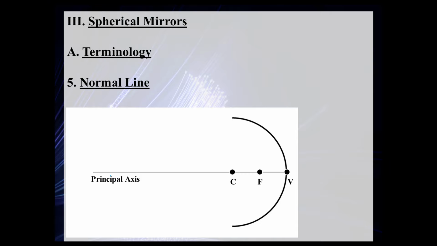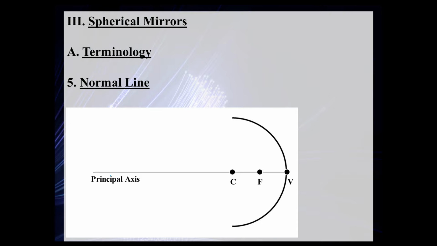Five, the normal line. It turns out that spherical mirrors also obey the law of reflection. What the law of reflection tells me is that the angle of incidence relative to a normal line is equal to the angle of reflection relative to a normal line. However, when you look at a curved mirror, it's not very clear where to draw the normal line.